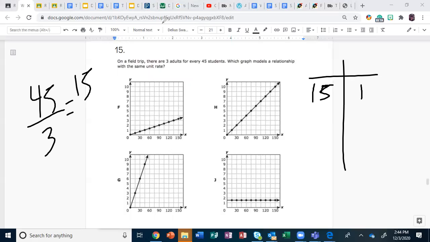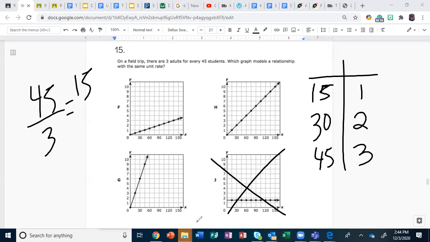15 plus another 15 is 30. 30 kids should have 2 adults. And then 45 kids should have 3 and so on, right? So let's look into this. 15 should be equal to 1. 2 should be equal to 30. D could never be your answer. And this one right here is never our answer.